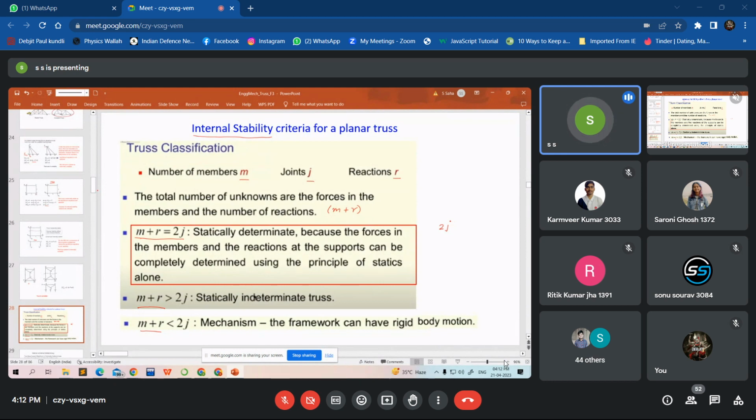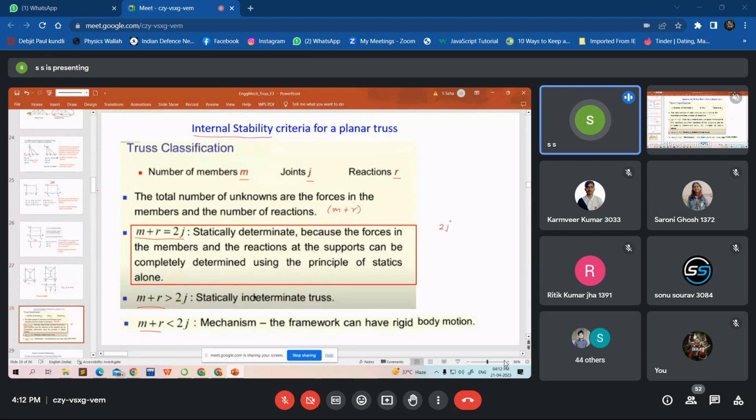So if you have this condition, then the structure is stable. That means you cannot solve for the structure and you can find out the loads, etc. But this is not the only criteria. If the structure is stable, this criteria has to be satisfied: M plus R is equal to twice J, where J is the number of joints, M is the number of members, and R is the number of reactions. You'll understand that if you take up an example.